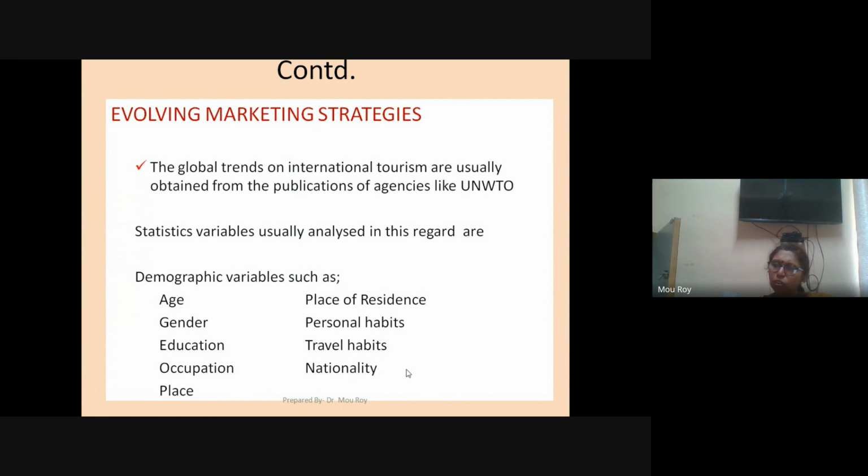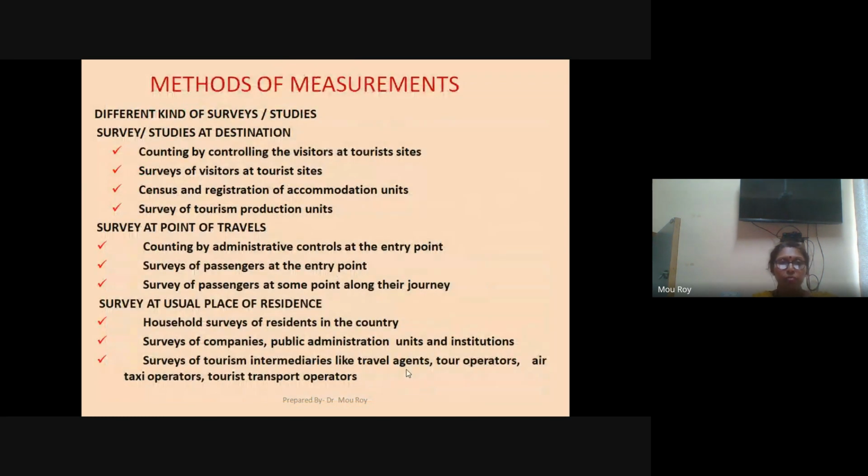Especially when we are in the tourism industry, it is all about measuring the customers' or tourists' satisfaction level. Depending on that only you can sell your product, and that product can be in terms of hotel rooms, your arts, crafts, your food, everything. Okay, so these are some methods of measurement.